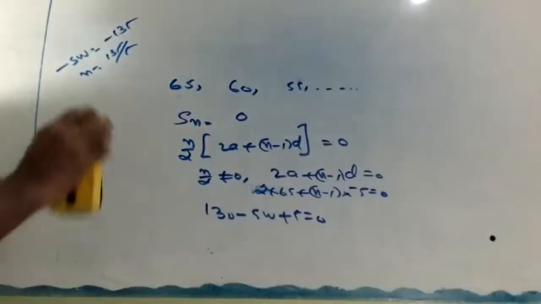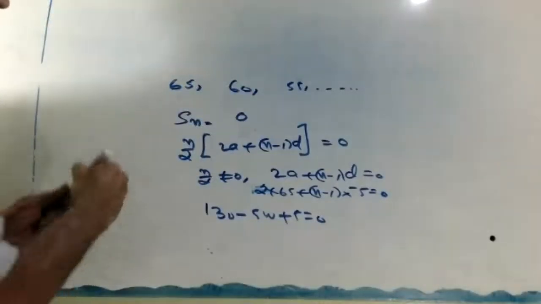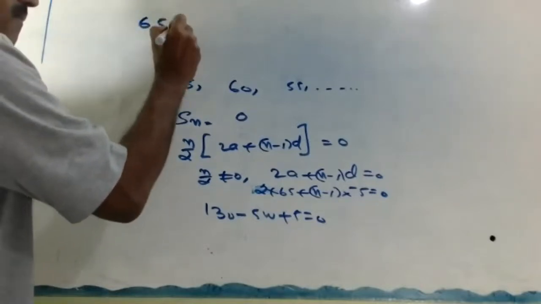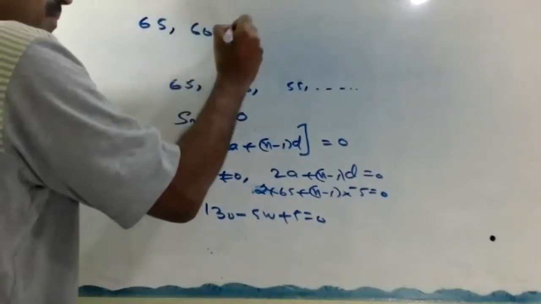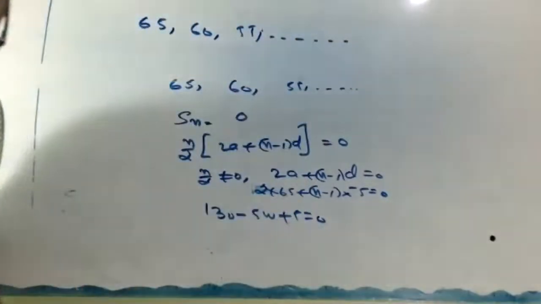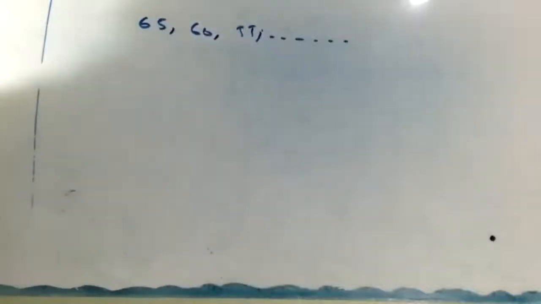Okay, look here. The question is 65, 60, 55, etc. The sum is 0. When we add, how many terms are there? We have to find out the number of terms.